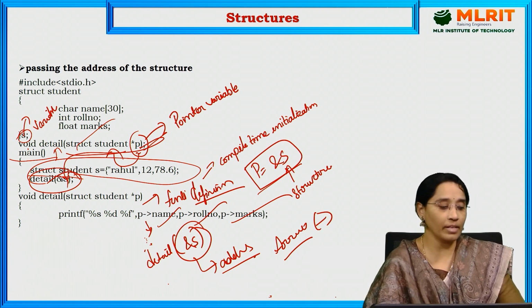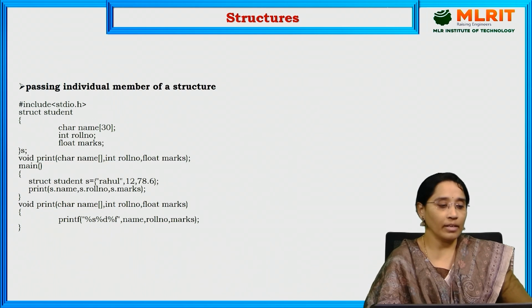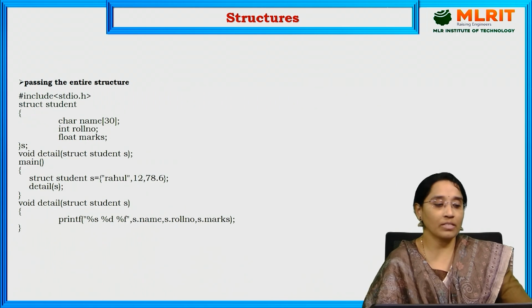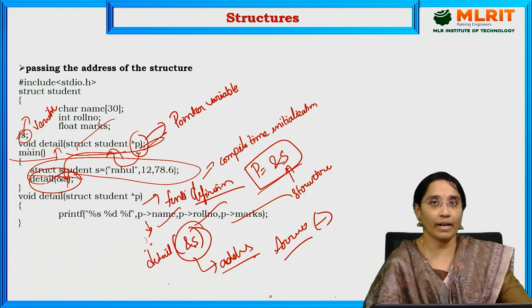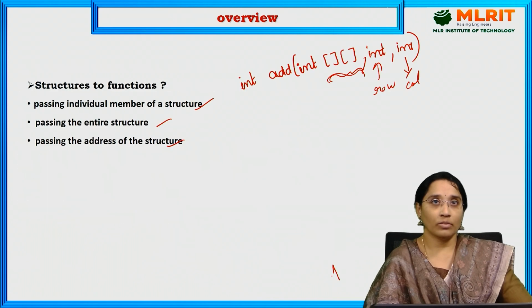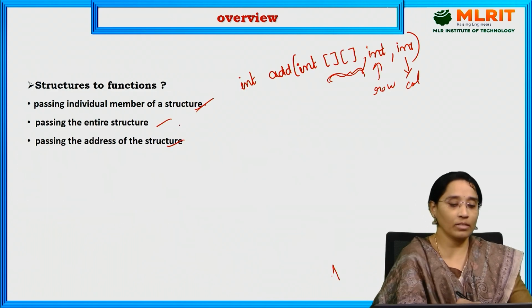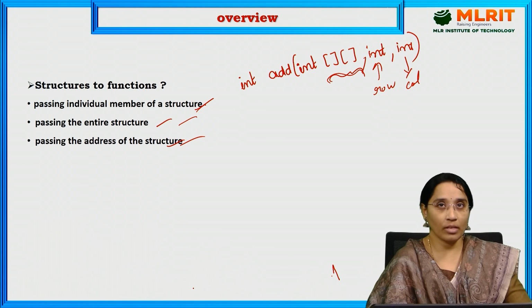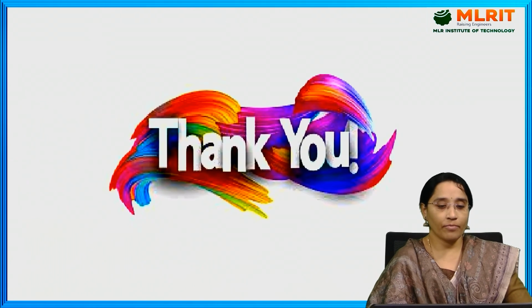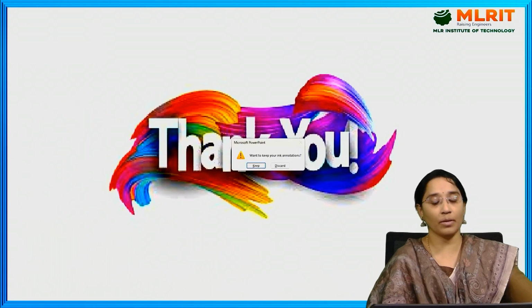So these are the three categories: passing the individual members of a structure, passing the entire structure, and passing the address of a structure. So this is structures to functions. We have seen all three categories, how to pass these in functions. That's all for this session. In the next session, I am going to discuss unions in C.